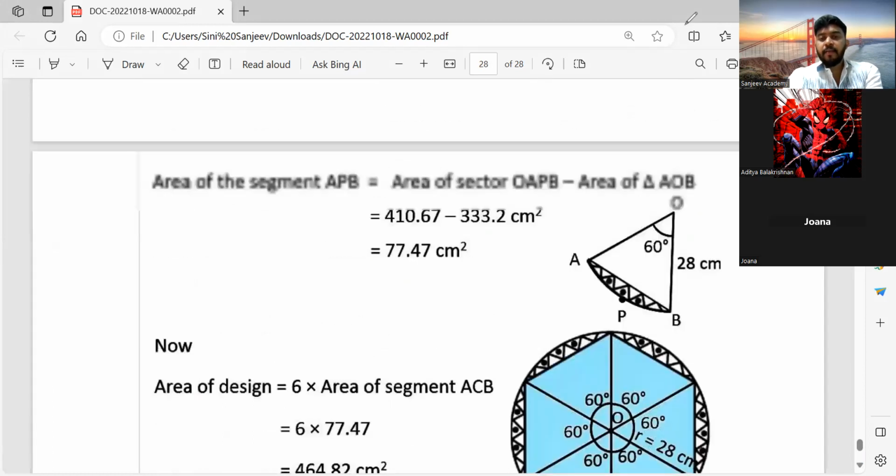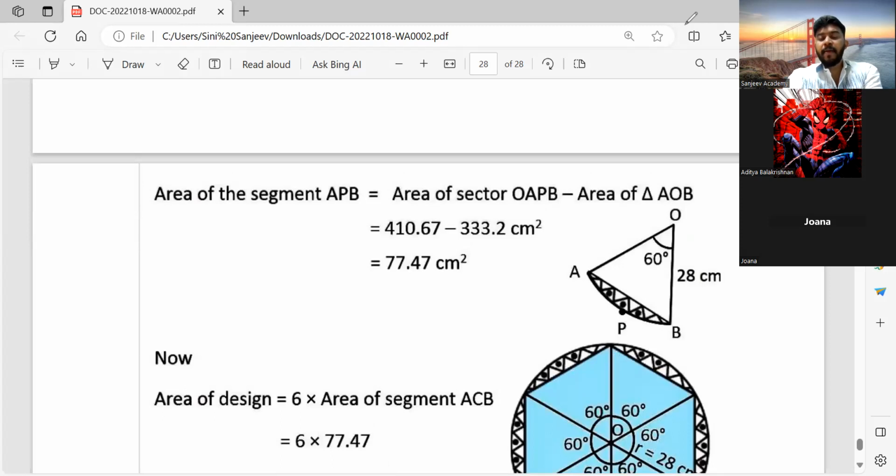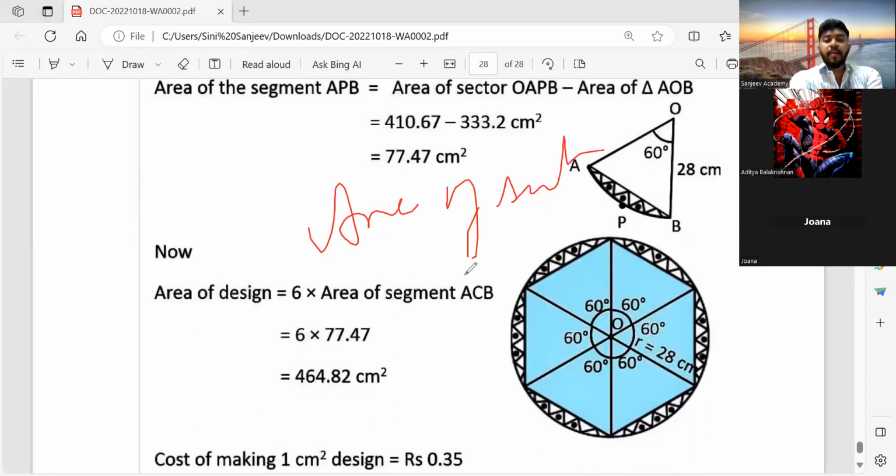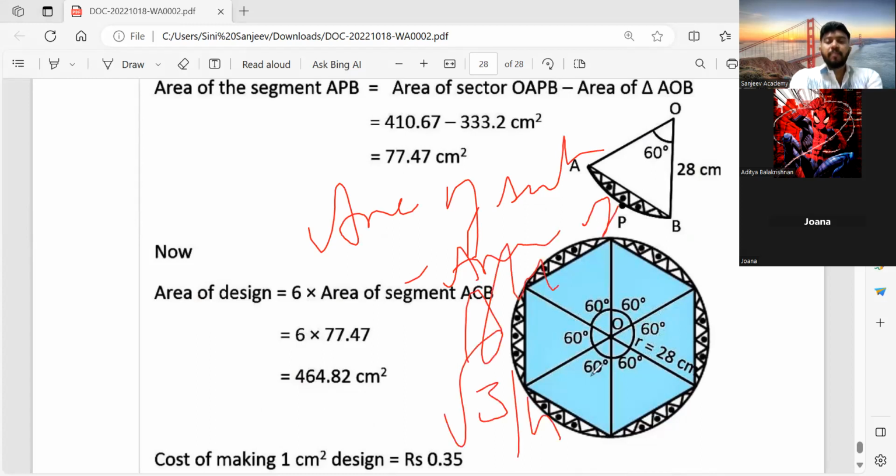So what do I have to find? Area of the sector OAPB minus area of the triangle. Area of triangle is what? Root 3 by 4 into side square. That's it. Once you do this, you will get to know.